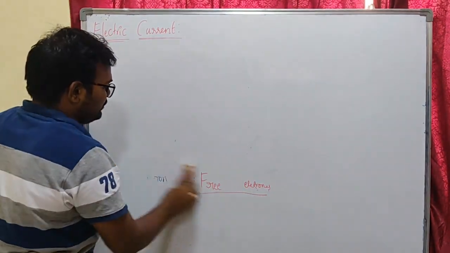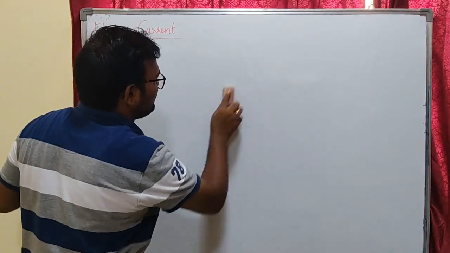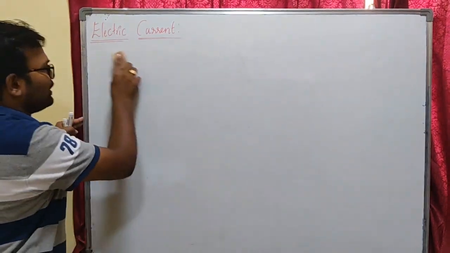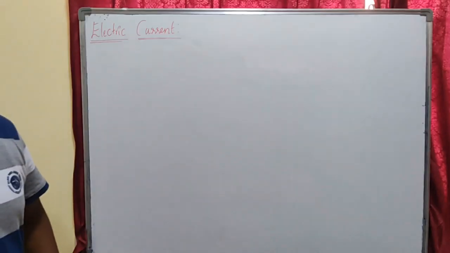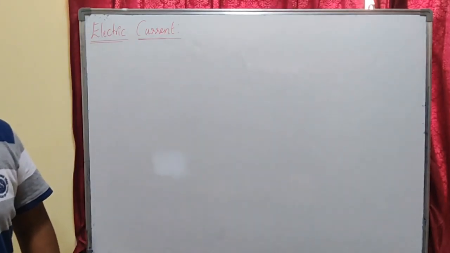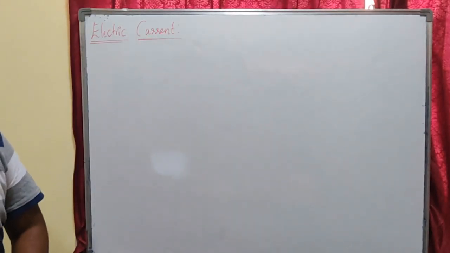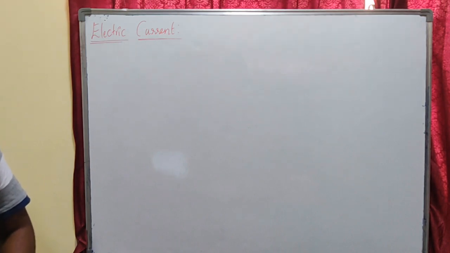The electric current is due to only free electrons. There are two types of electrons, bounded electrons and free electrons, and the electric current is mainly due to free electrons. Now let us understand the electric current concept using a diagram.